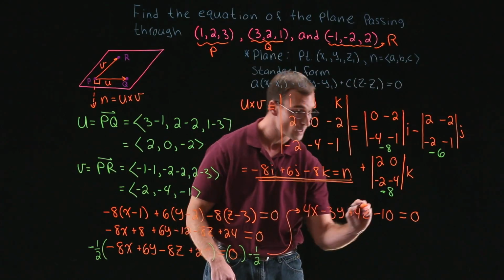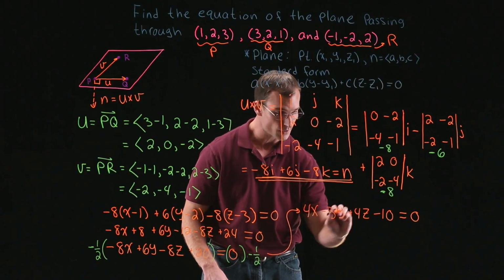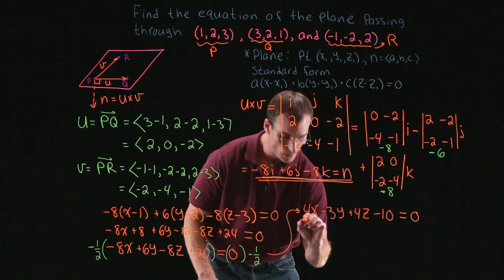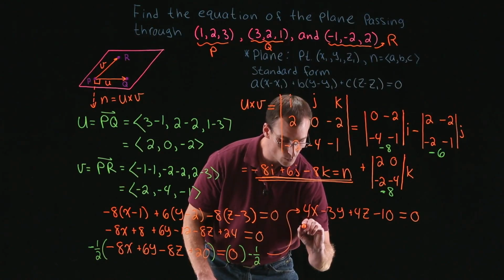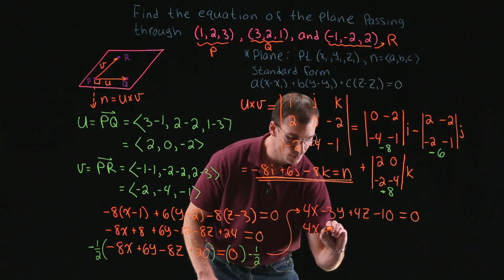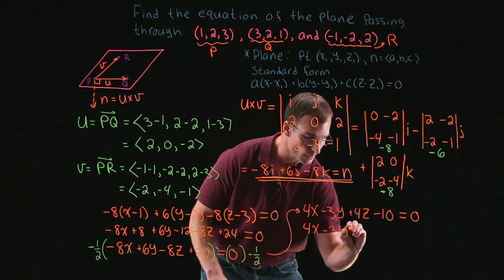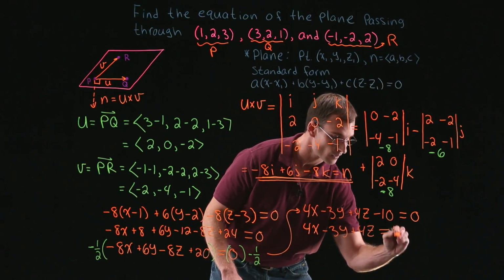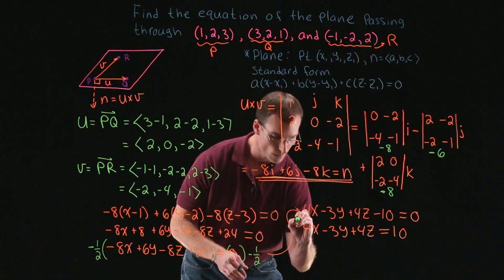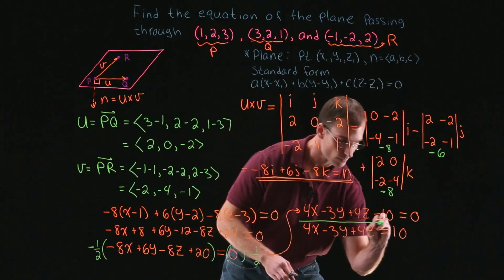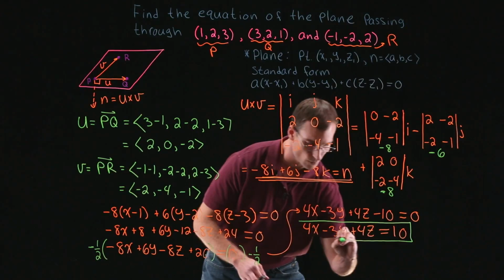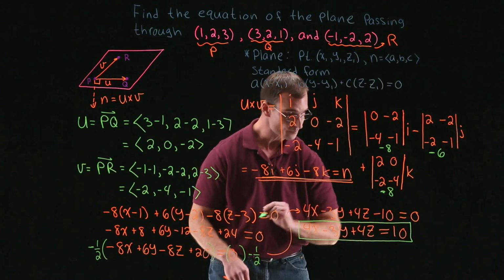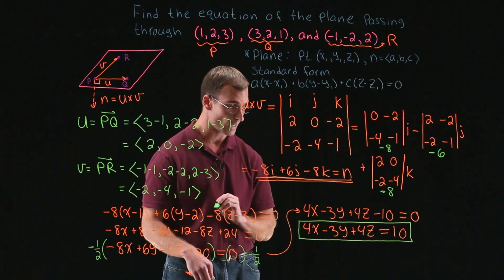And lastly, if we want to, we could write this so that we have all our variables on one side and the constant on the other. So this could be equivalent to 4x minus 3y plus 4z is equal to positive 10. So a nice simplified form of our equation of our plane. Okay, so there we have it.